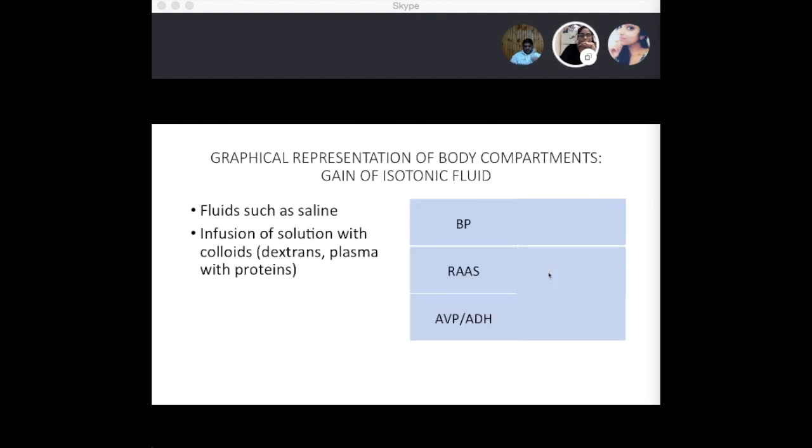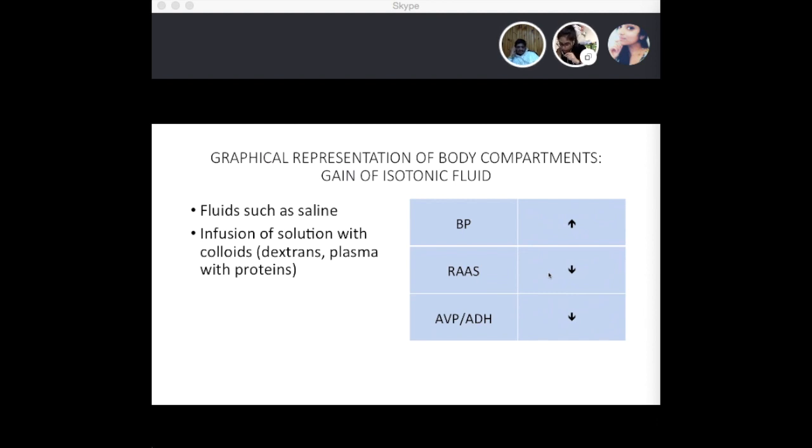Exactly. Fluids such as saline. So infusion of solution, so saline, or colloids like dextrans, plasma with proteins. And so what would be the blood pressure of this patient? Increased. Exactly. And RAS would be? Decreased. Yep. And what is the ADH? No change. Decrease or no change. That's true and right.